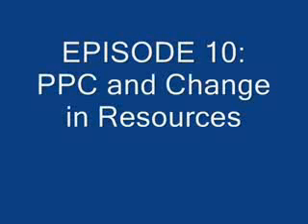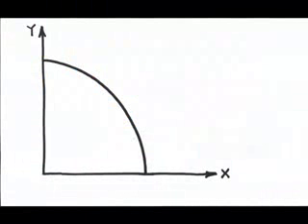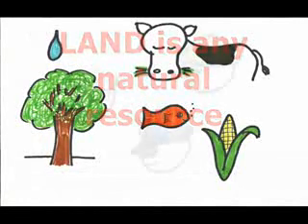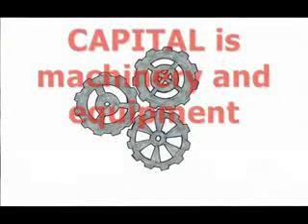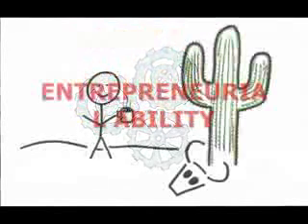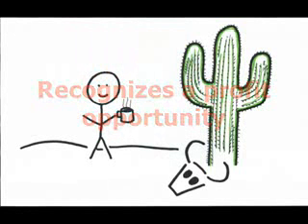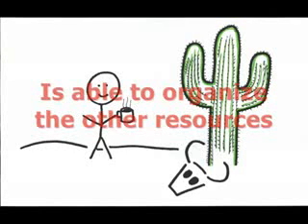The whole societal scenario, where the production possibilities curve, or production possibilities frontier, is fixed, and the choice will be some point on that fixed curve, stems from the original assumption that the resources are fixed. Just as a quick recap, what are the categories of resources? Remember, land is any natural resource, labor is any human service, capital, which is not money, is machinery and equipment, and the last category is entrepreneurial ability, where the entrepreneur is someone who, 1, recognizes a profit opportunity, 2, is willing to accept risk, and 3, is able to organize the other resources.